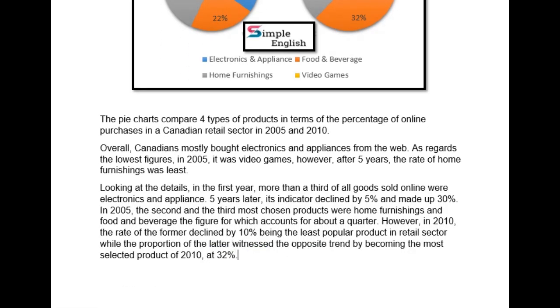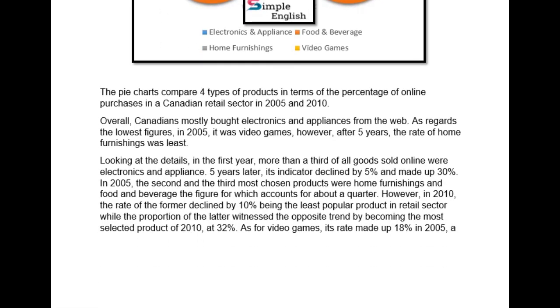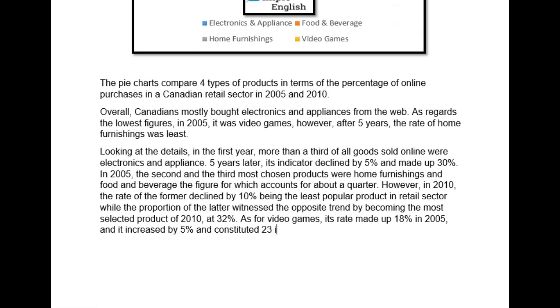So let's discuss this one. As for video games, its rate made up 18% in 2005, and it increased by 5% and constituted 23% in 2010. So that's it.